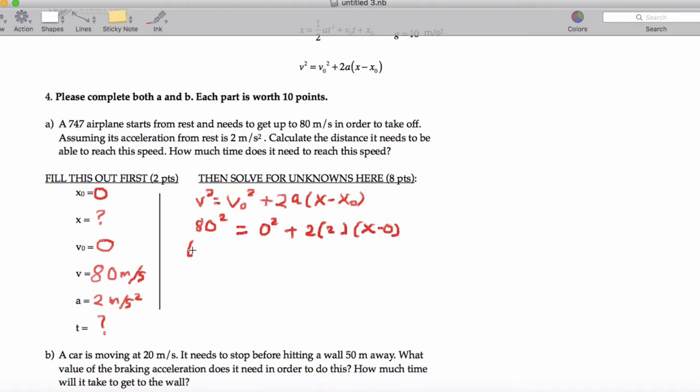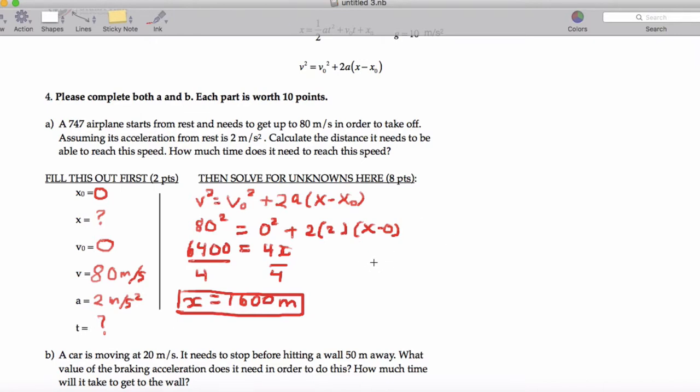Simplifying further, we're going to get that 6400 equals 4x, and when we isolate x, that'll actually give us our final position, or the distance that we cover. So that's going to give us 1600 meters as our distance covered in order to take off.